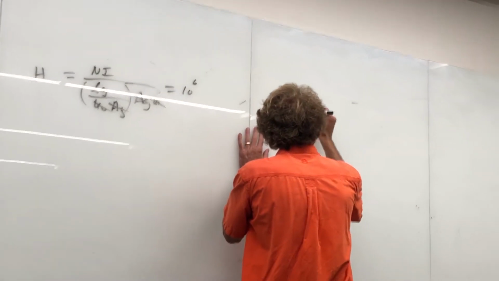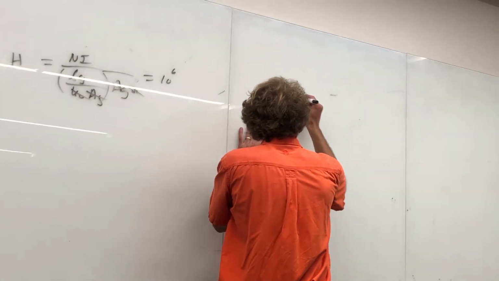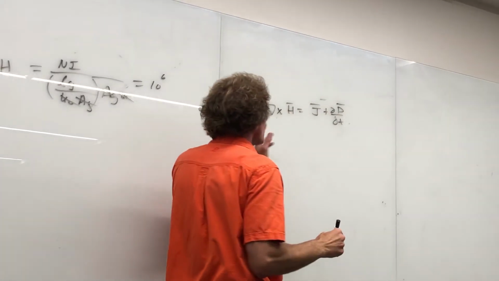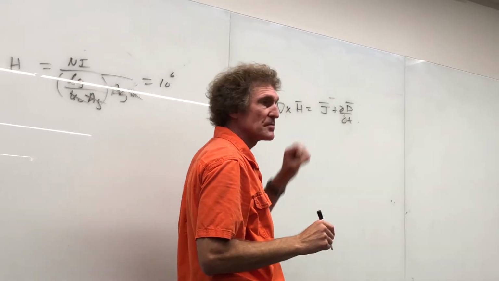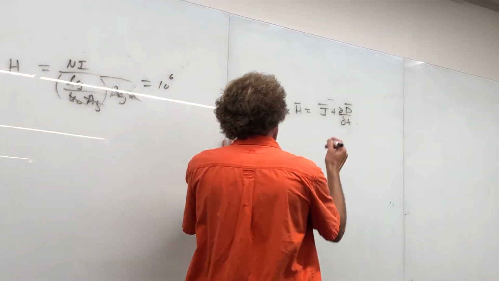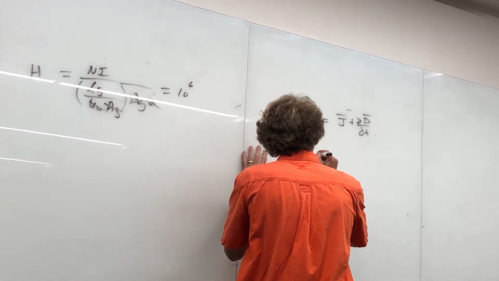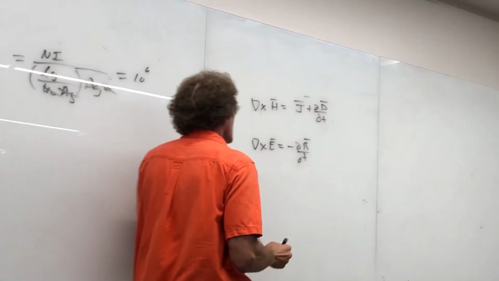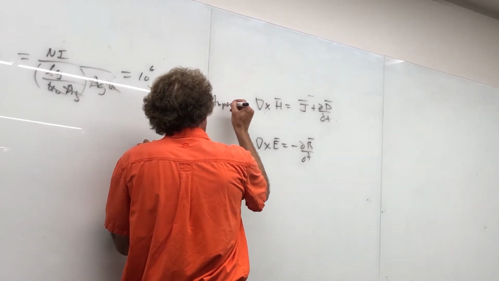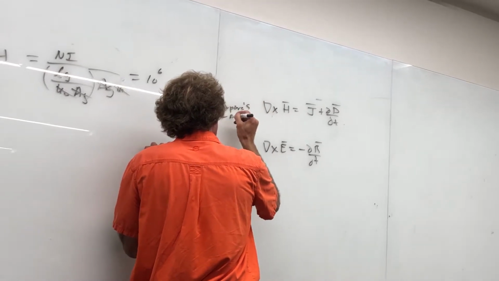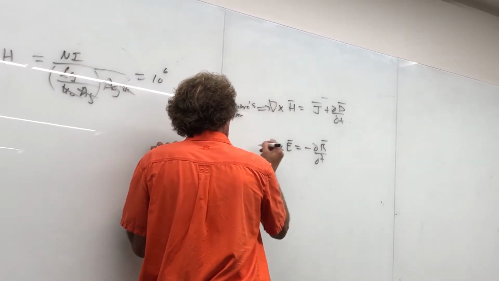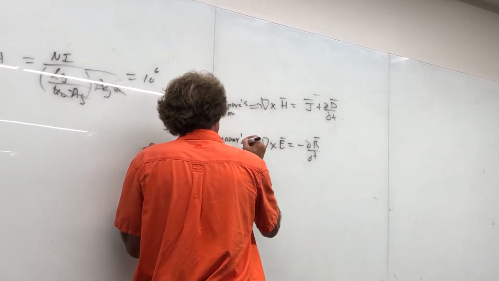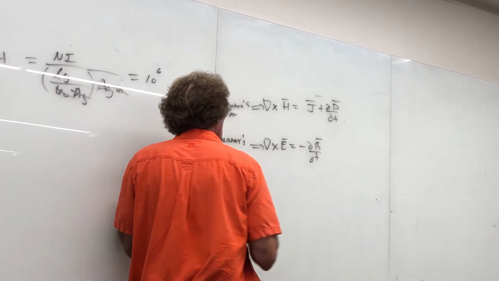So the first is curl of H is equal to J plus the partial of D with respect to T. Before it was curl H just equaled J. Now the partial of D with respect to T comes in, and I'll talk about that in a second. And the second is curl of E is equal to minus dB/dt. This is called Ampere's law. And this is called Faraday's law, Faraday's law of induction, to be more precise.